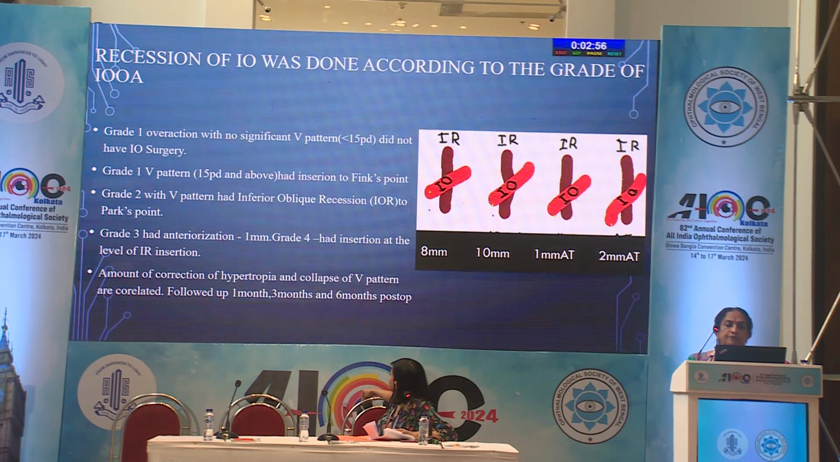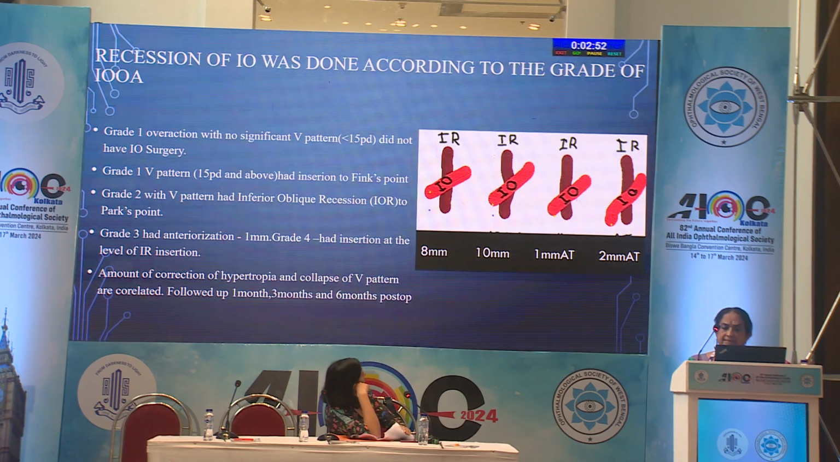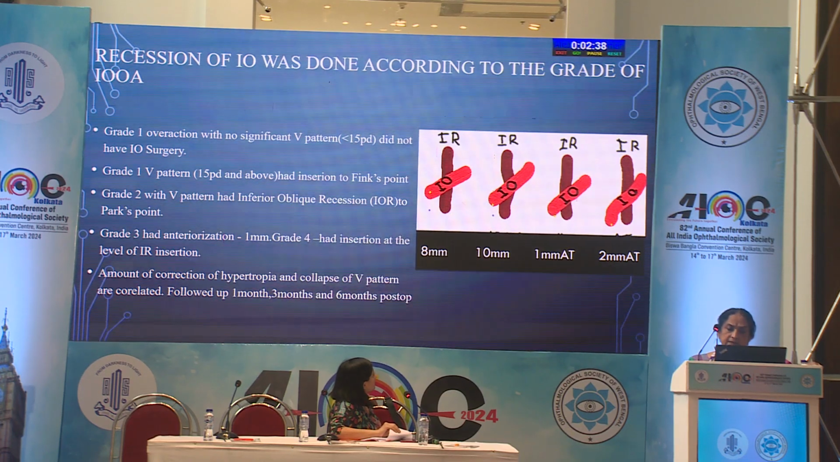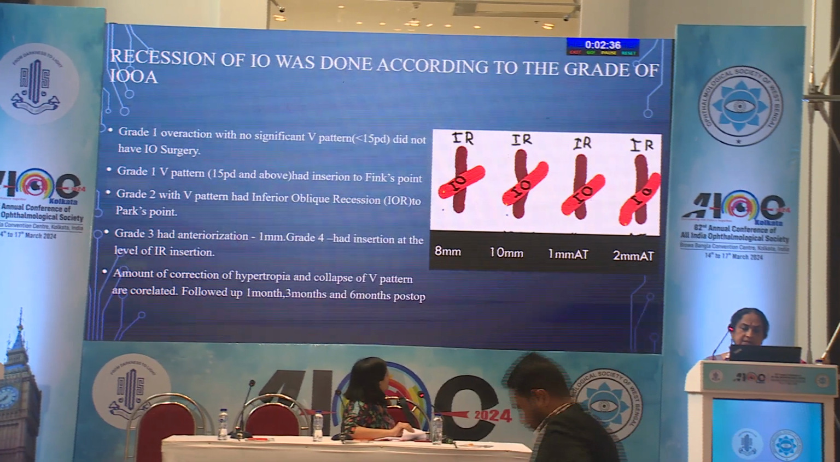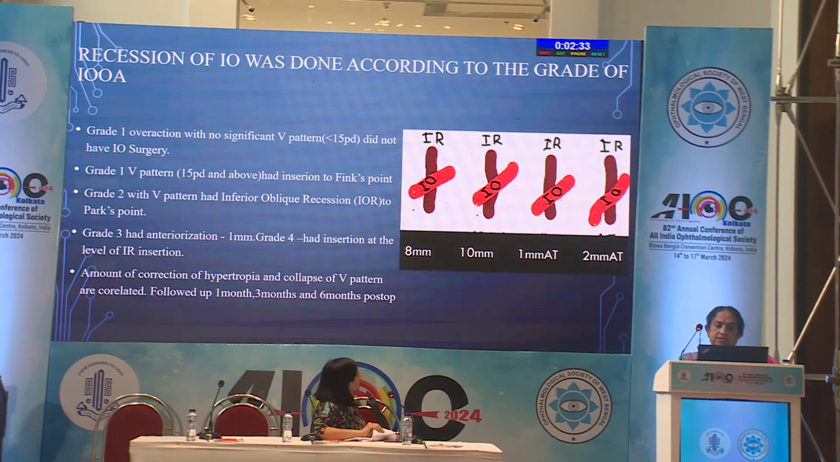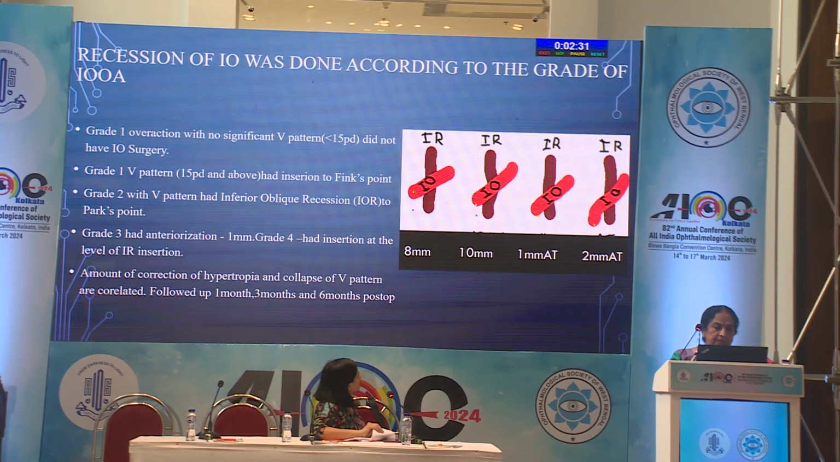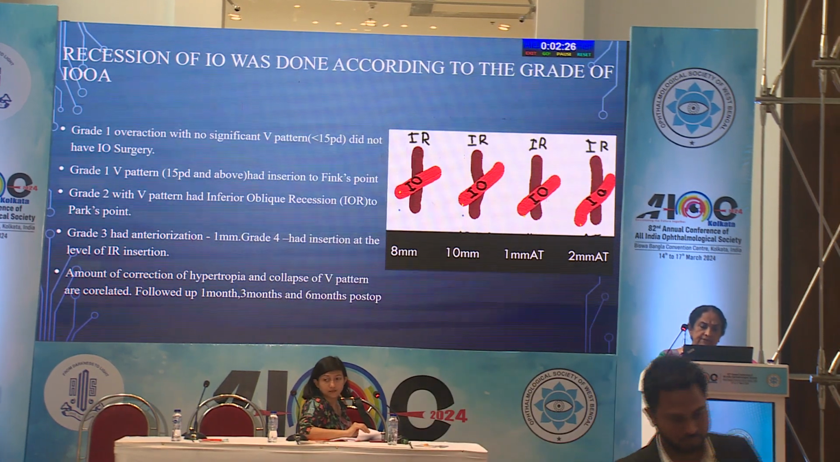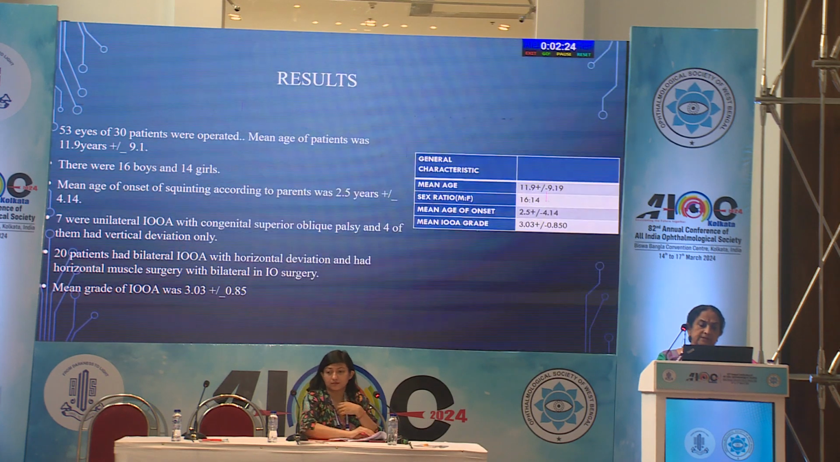So grading of recession was done. Grade 1 with less than 15 prisms did not have infero-oblique surgery. V pattern with 15 prisms and above had insertion to Fink's point. Grade 2 had infero-oblique recession to Parks' point. Grade 3 had anteriorization by 1 millimeter and grade 4 had insertion at the level of inferior rectus. The amount of correction of hypertropia and collapse of V pattern were correlated and followed up for 1 month, 3 months and 6 months post-op.